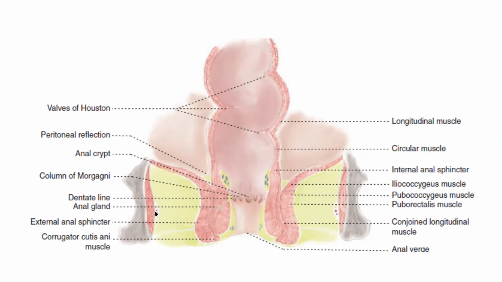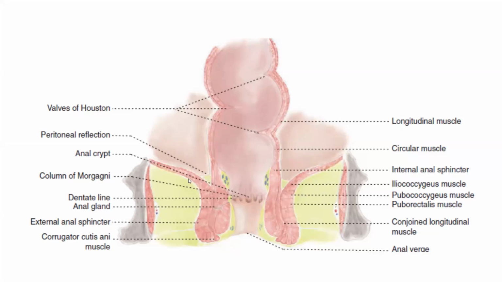Now, here we can see that, like I said, among anatomists, the distal limit of the rectum is defined as the dentate line. The dentate line is a significant entity. There are many things happening at the level of the dentate line.